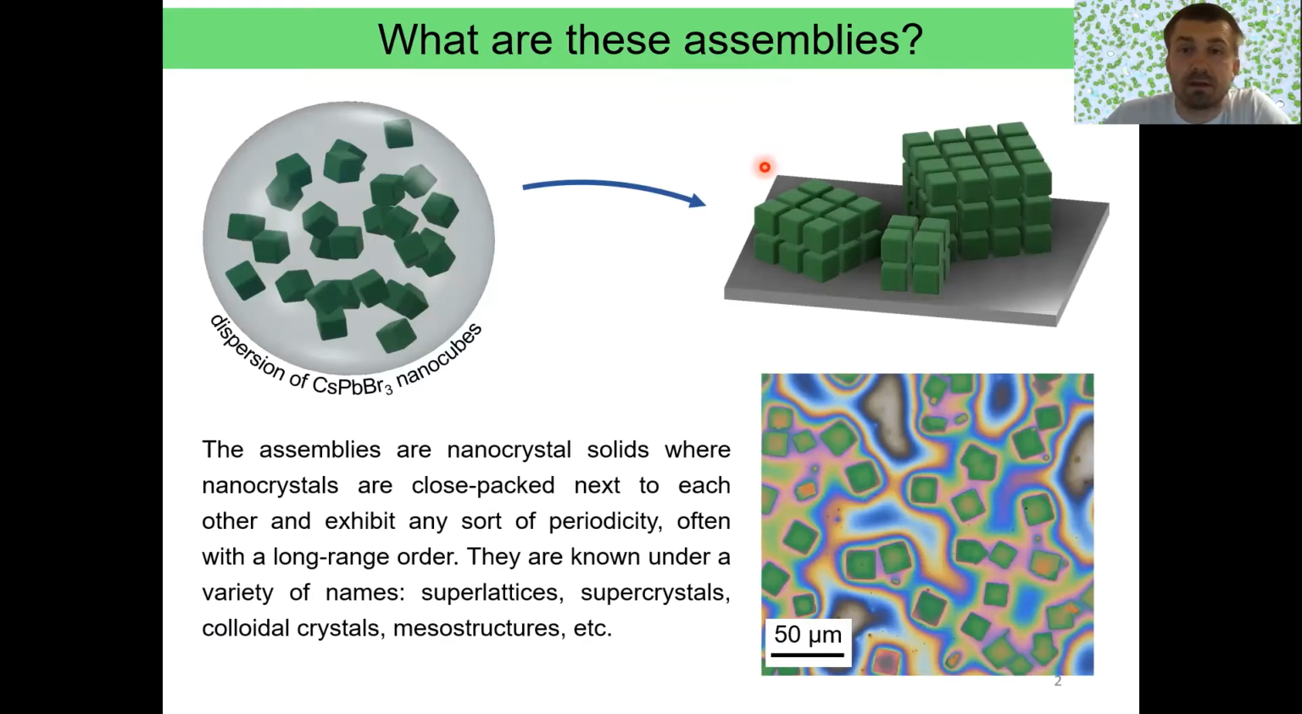These assemblies are close-packed nanocrystal solids, often called superlattices, supercrystals, colloidal crystals, or mesostructures in the literature, that contain closely packed nanocrystals with a long-range order. For example, here is shown an optical microscopy image of cesium-lead bromide nanocube superlattices assembled on top of a silicon substrate.